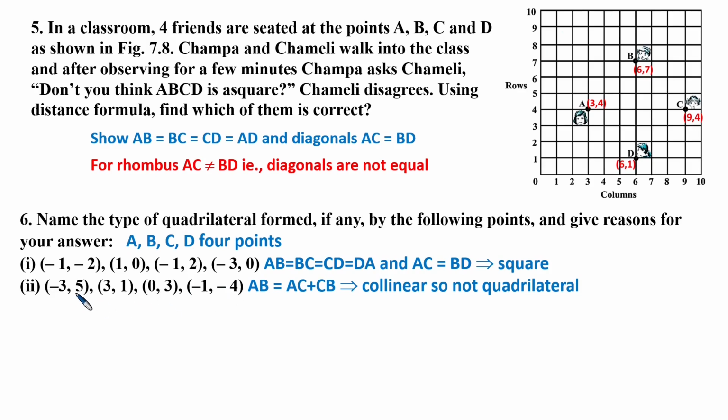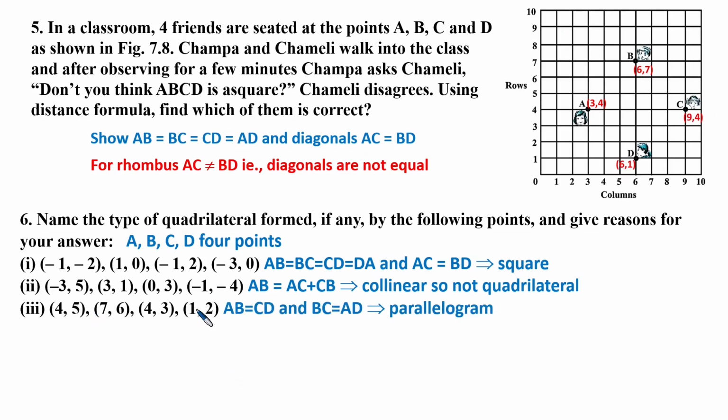Okay. And if you see from here, you will find that AB is equal to AC plus CB. This A, B and C. You do it and you will find it is collinear and not a quadrilateral. So this is not a quadrilateral. So it is asking to name the type of quadrilateral. The square is a quadrilateral, but this is not a quadrilateral because they are collinear, and quadrilateral means all the 4 points have to be non-collinear.